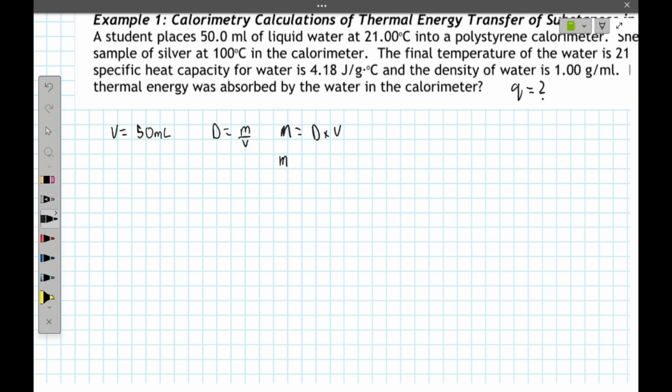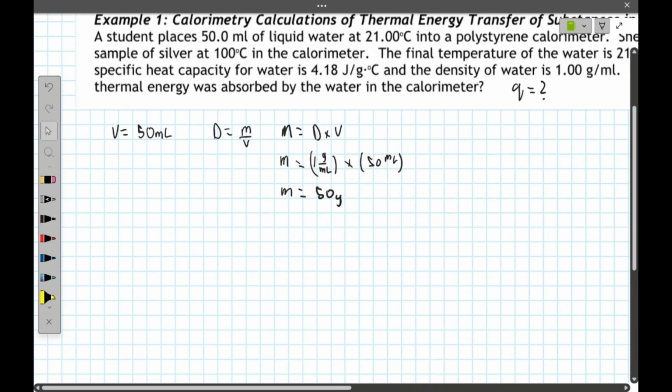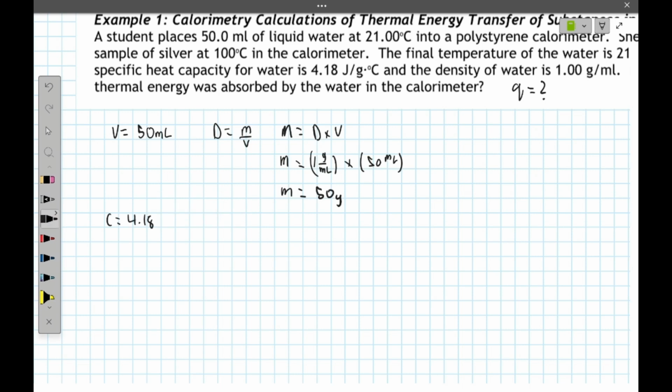So let's put in our information. We're given mass is equal to the density, which was 1 gram per milliliter, multiplied by the volume, which was 50 ml. So our mass is 50 grams. Next, we were given the specific heat capacity for water. So C was equal to 4.18 joules per gram degree Celsius.